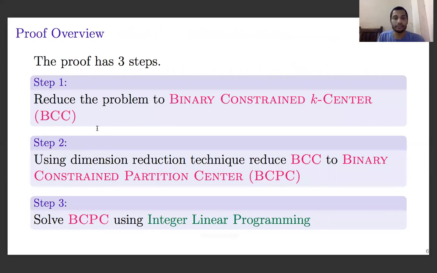So I will give a very brief proof overview here. Our proof has three major steps. In the first step, we reduce our matrix approximation problem to a kind of k-center problem, which we call binary constraint k-center. And then using a dimension reduction technique, we reduce binary constraint k-center to a problem called binary constraint partition center. And in the final step, we solve this binary constraint partition center.